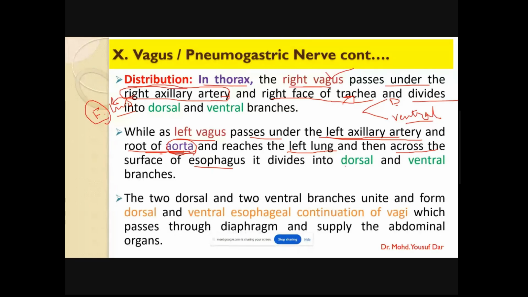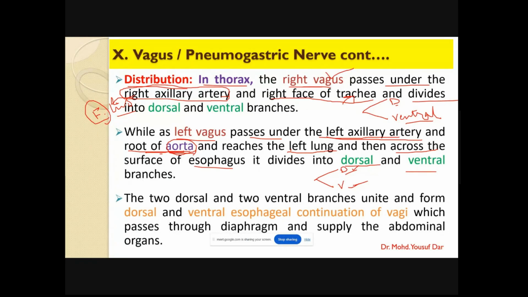So जब esophagus तक, here it will divide into dorsal and ventral branch. जैसे right vagus यहाँ पे dorsal और ventral branch बनाती थी, वैसे ही left vagus here it will divide into a dorsal and the ventral branch.